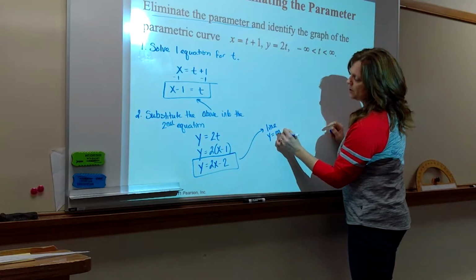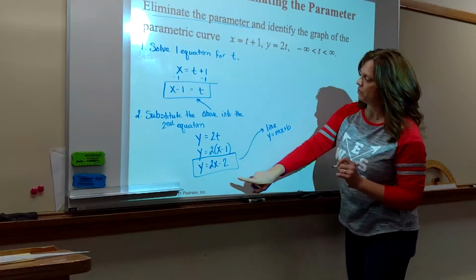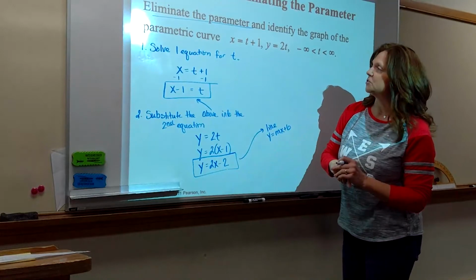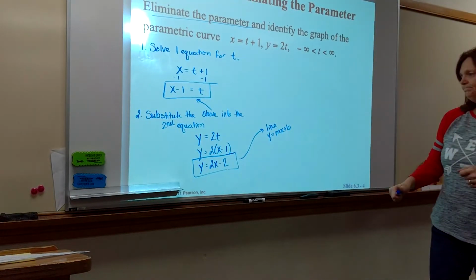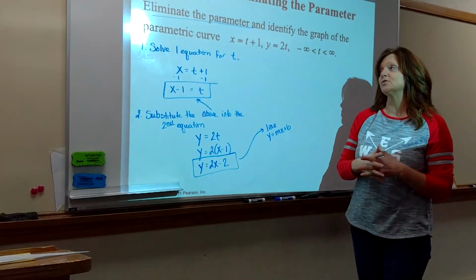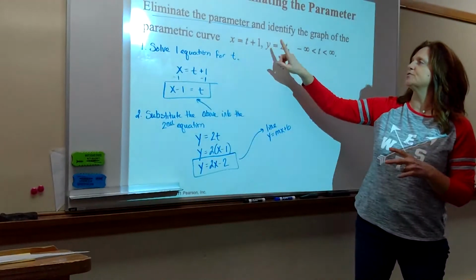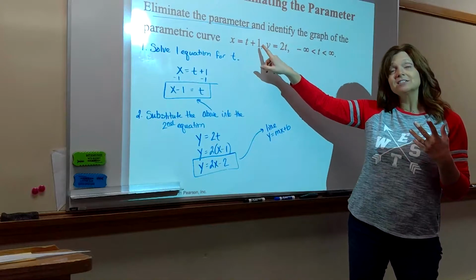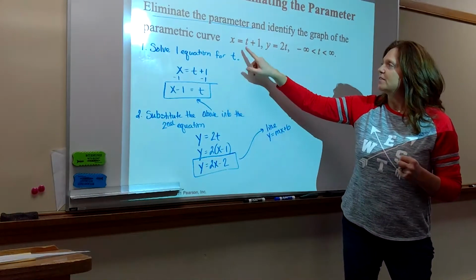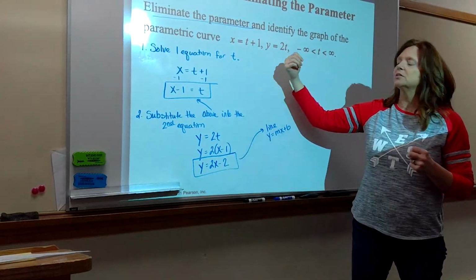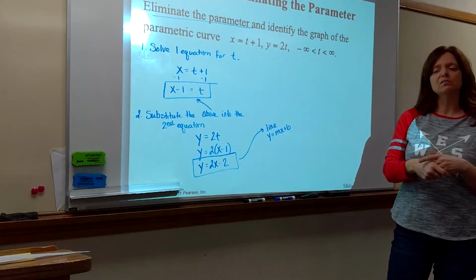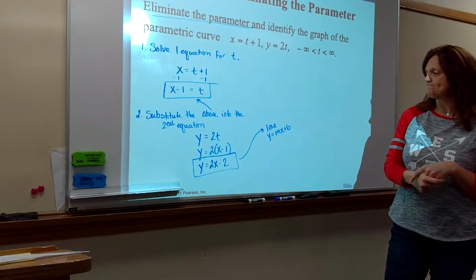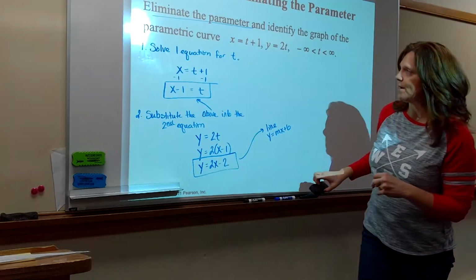y equals mx plus b. So that's your slope, that's your y-intercept. All right, so that's eliminating the parameter. Solve one of the equations for t, pick the easier one, usually the x. So take that one, solve it for t, and then plug it into the second equation. You'll get, in this case, a line, but you might get something other, maybe a parabola or something like that. Okay, so that's eliminating the parameter.